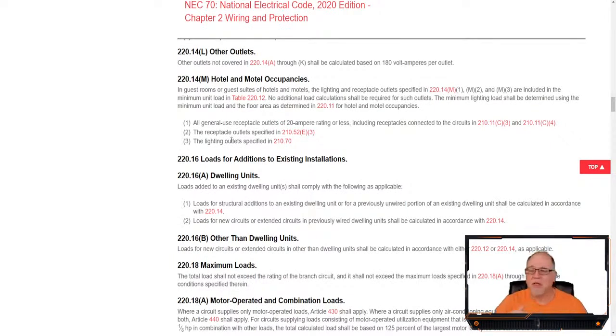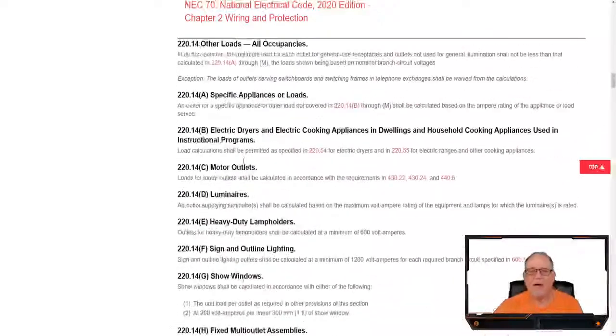So in the question, those 8 receptacles didn't mean anything to us. We didn't need that part of it, okay? All we cared about at this point so far is what?